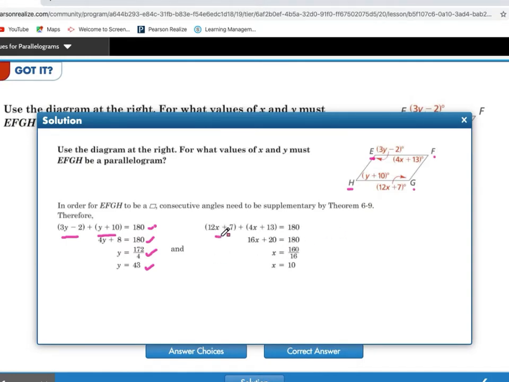So 12x plus 7 plus 4x plus 13 is equal to 108. Simplify, divide by 16, so x is 10. So for quadrilateral EFGH to be a parallelogram, y should be 43 and x should be 10.